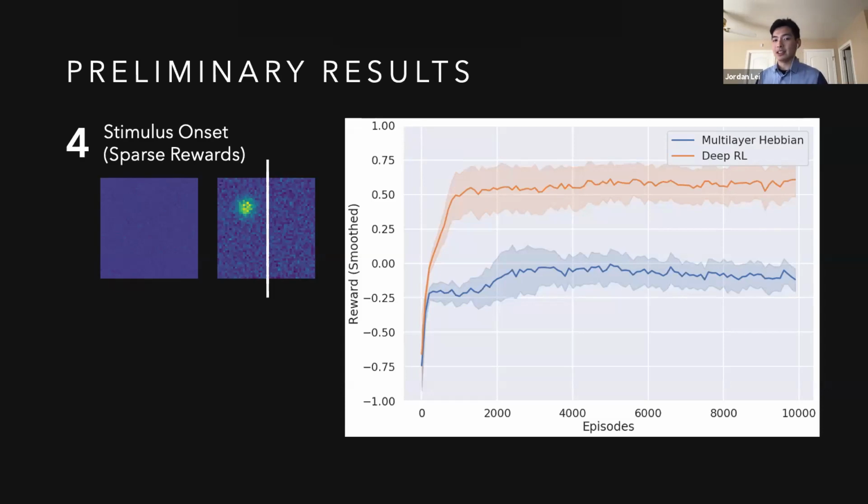In this case, we can see again that deep reinforcement learning outperforms multi-layer Hebbian learning by far at every step of the training process.